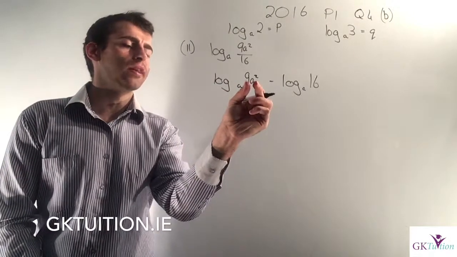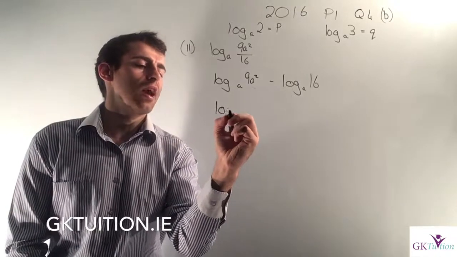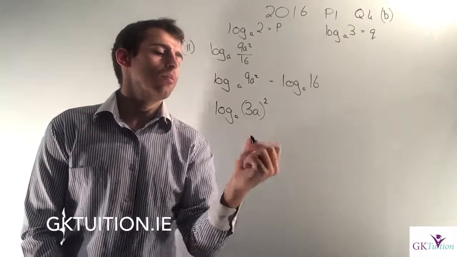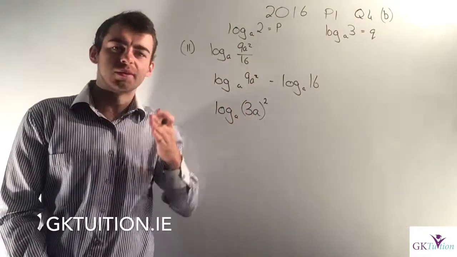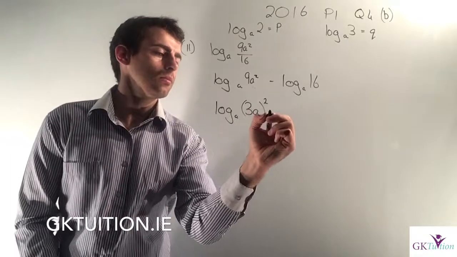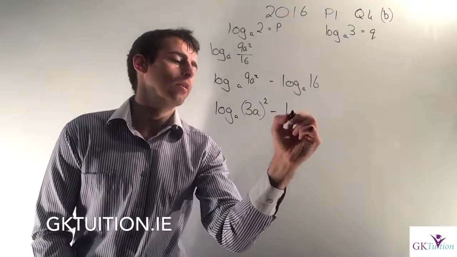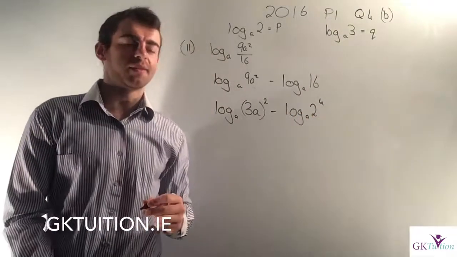So I want to rewrite this so the whole thing is to be squared. So I can rewrite this as the log of 3a to be squared. Because now it's 3 to be squared and a to be squared, and in the next line I'm going to be able to bring my power in front. Instead of 16, I can write 16 as 2 to the power of 4. So this term becomes the log of 2 to the power of 4 to the base a.